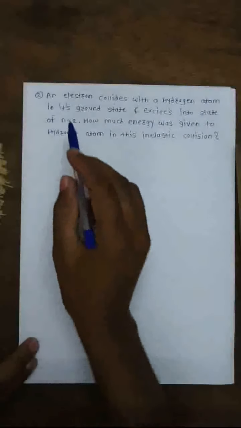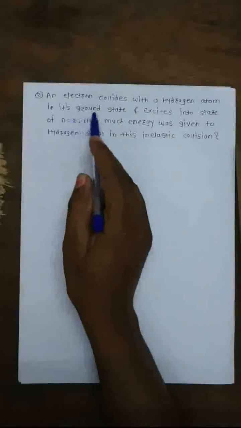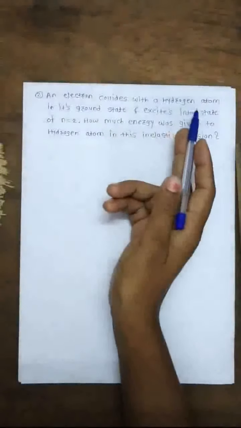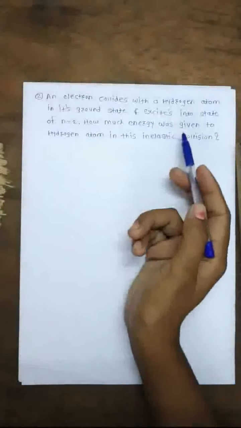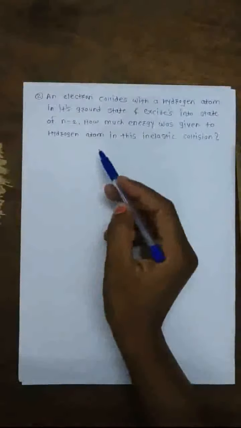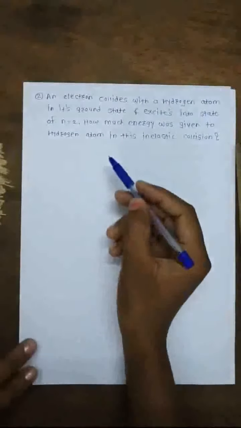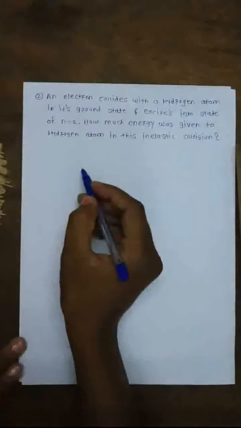The second example is that an electron collides with a hydrogen atom in its ground state and excites into the state of n is equal to 2. How much energy was given to the hydrogen atom in this inelastic collision? We have to calculate how much energy was given to the hydrogen atom in this inelastic collision.